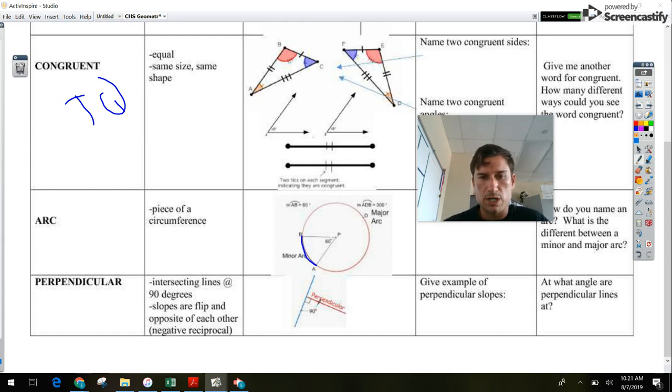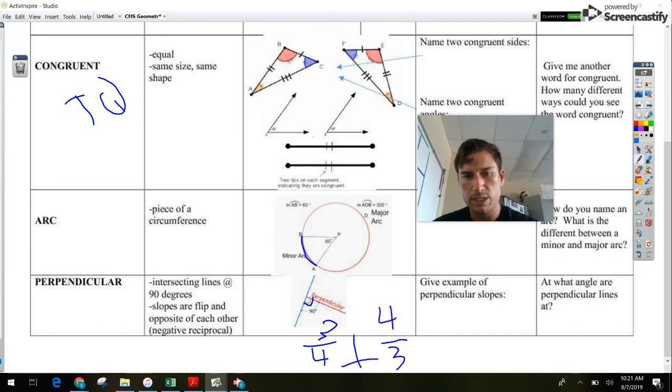So remember, there are 2 concepts there: intersecting lines at 90 degrees, and the slopes flipping opposite of each other. If you have a slope of 3/4, it's perpendicular, so you flip it, 3/4 becomes 4/3. And the opposite means that if you have a positive, you're going to have a negative. Negative reciprocal is actually the academic term, but most people don't use it.